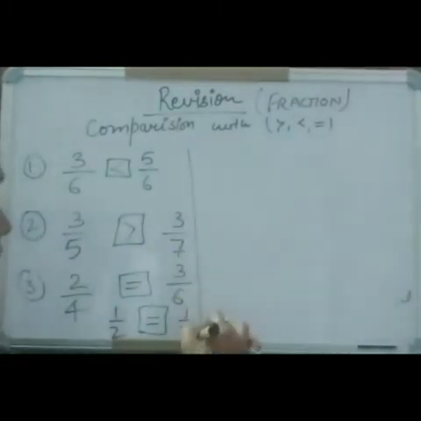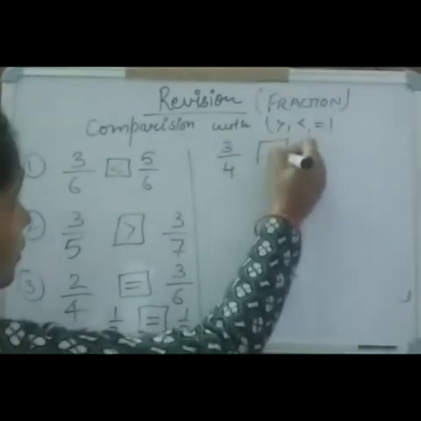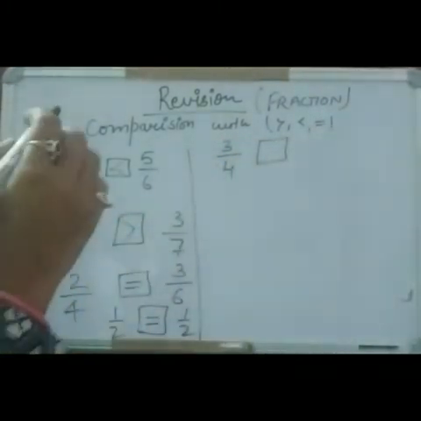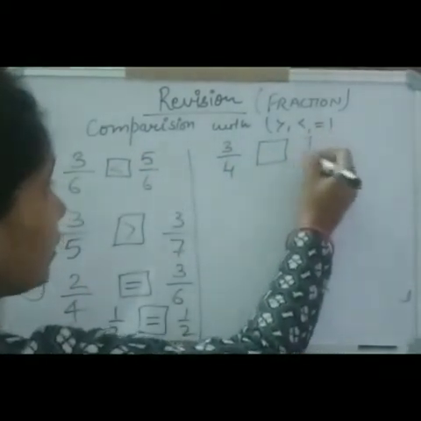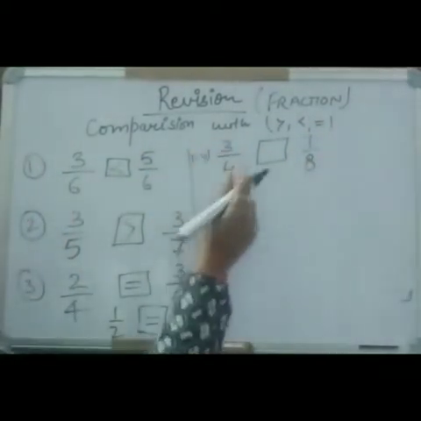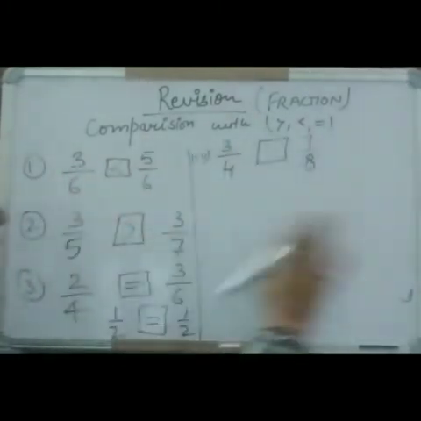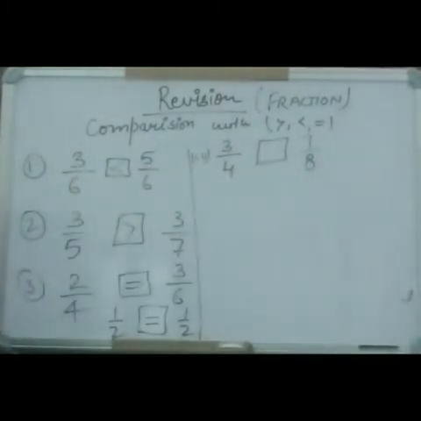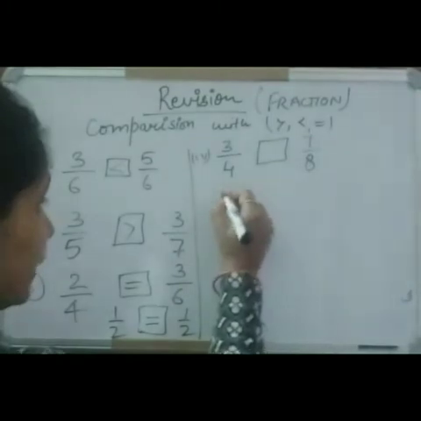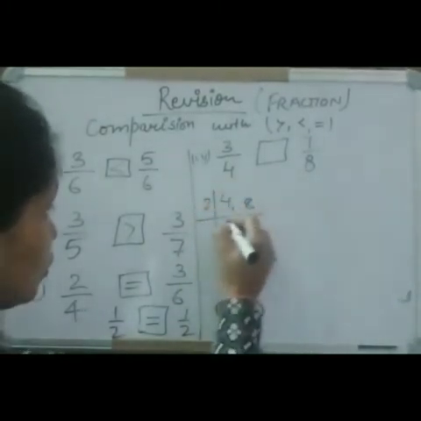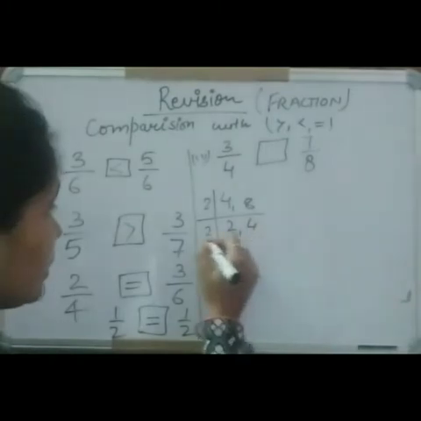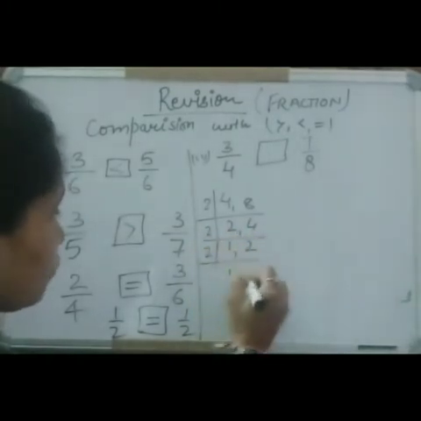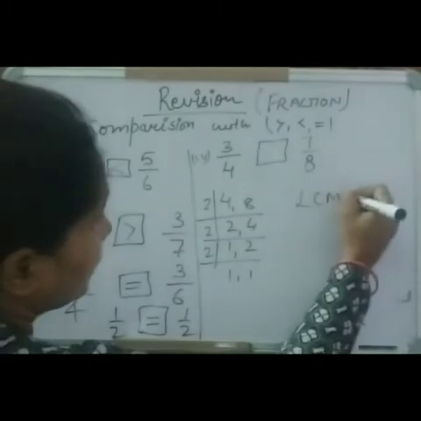Getting it? Now a fourth case will come: 3 by 4 and 7 by 8. Now see, in the fourth one, numerators are different, denominators are also different, and we cannot simplify them either. In such a case, we will convert these two fractions into like fractions. So we will find the LCM of 4 and 8. 2 twos are 4, 2 fours are 8, 2 ones are 2, 2 twos are 4 and 2 ones are 2. So the LCM is 8 here.